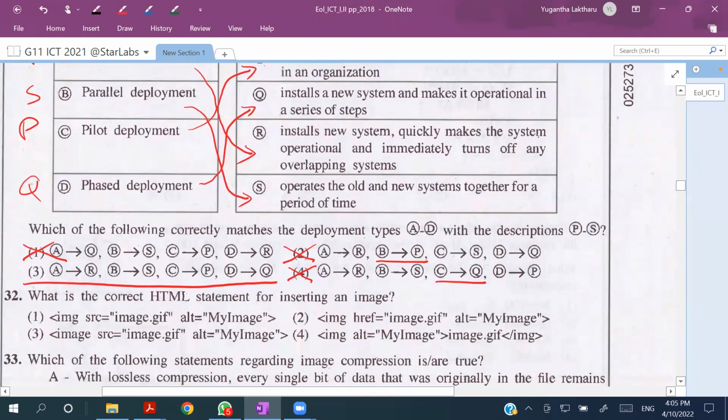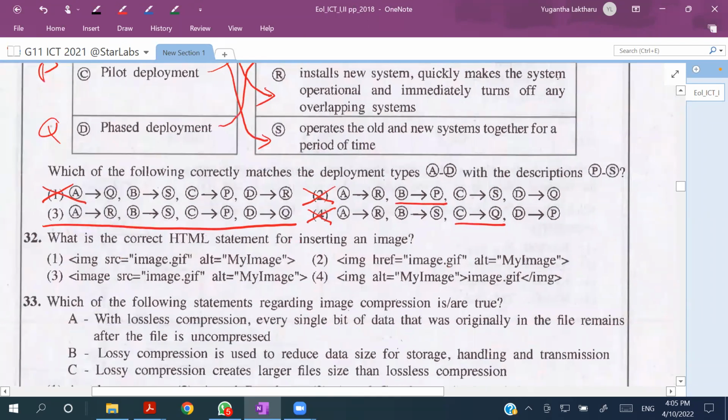Right, okay, 32nd. What is the correct HTML statement for inserting an image? The IMG tag must be used. They have used an image tag over here. There is nothing called image. And the SRC attribute must be there to define the particular image that we are going to use. Here they have used href, here they have used ALT. So these two are going to be wrong.